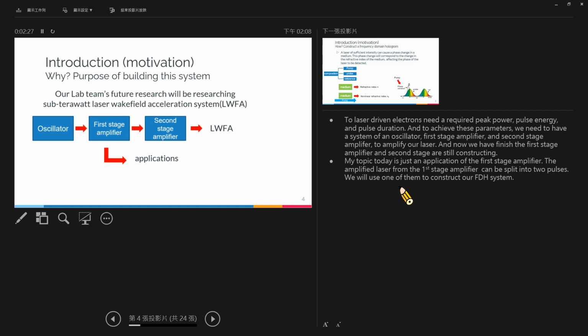My first stage amplifier laser can be split into two laser pulses. One will go into my second stage amplifier, and one will do my application of FDH. Okay.